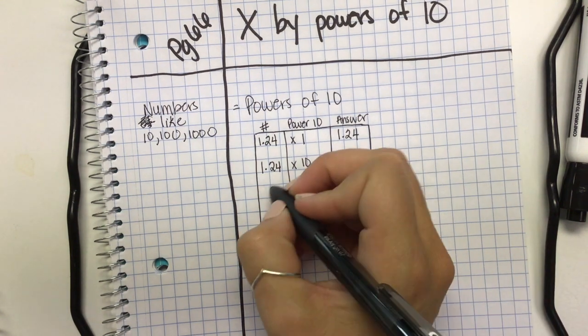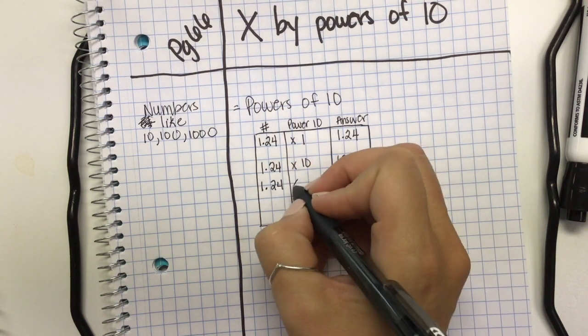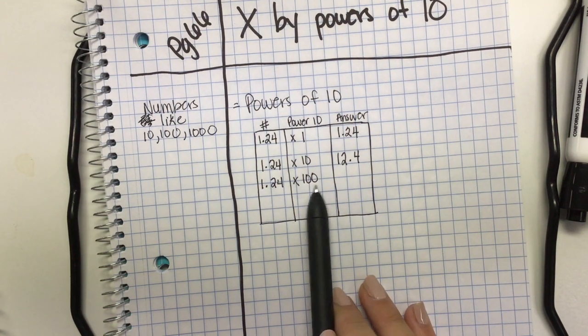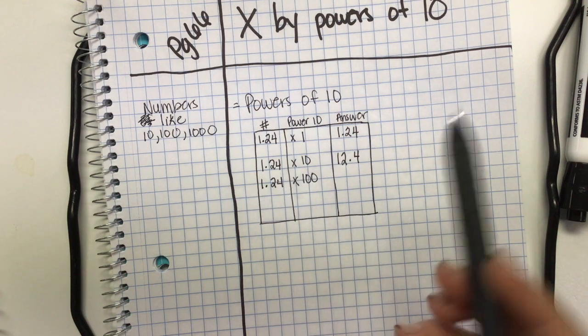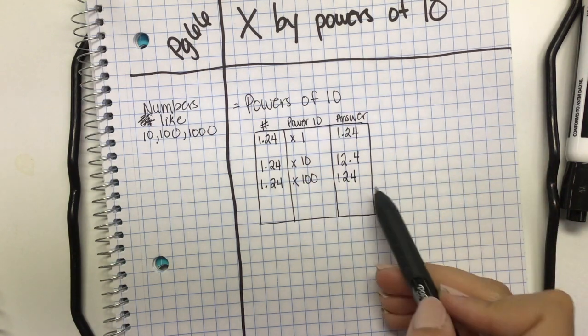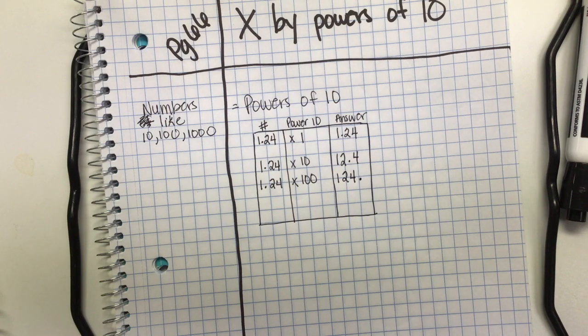Now let's look at what it does when you write 1 and 24 hundredths times a power of 100. This is another power of 10. How many zeros do we have? We have 2. So that means we move the decimal over to the right 2 times. So we end up having 124. We don't have to put the decimal there, but you can if it helps you visualize where the decimal is going.